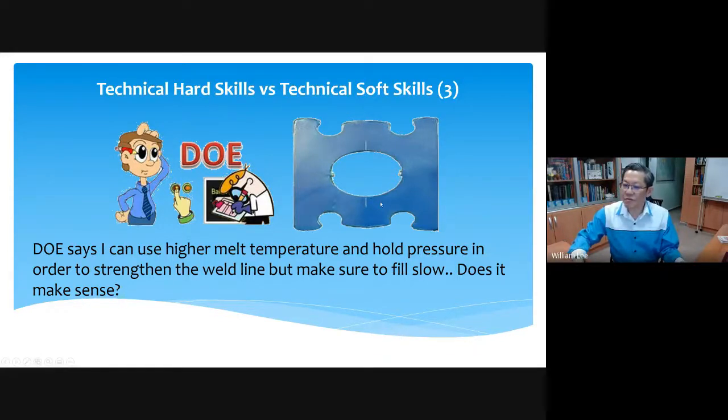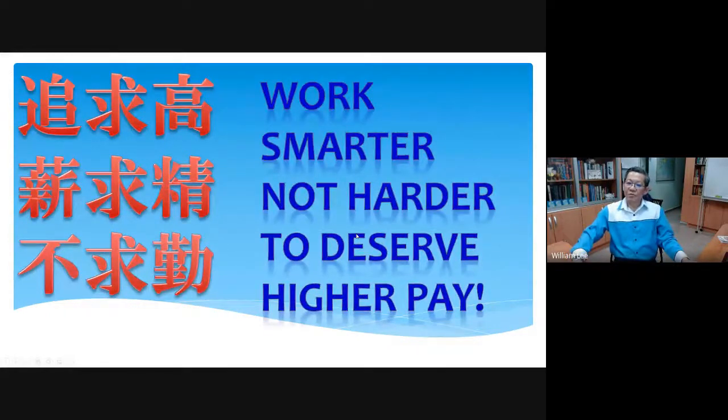Because if you fill the part slow, that means the temperature will cool down. When the temperature cools down, by the time the two melt streams meet each other, you can see the visible weld line, right? So that is to say, you have to again understand the inside of this process in order to choose the right parameters, to choose the right factors. Otherwise, some of these results will not give you a logical reason. Okay. So my advice, therefore, is you have to work smart and not harder in order to deserve a higher pay. Okay.